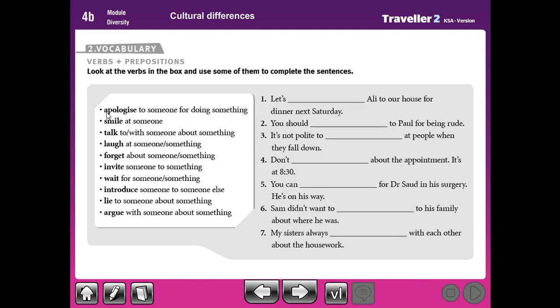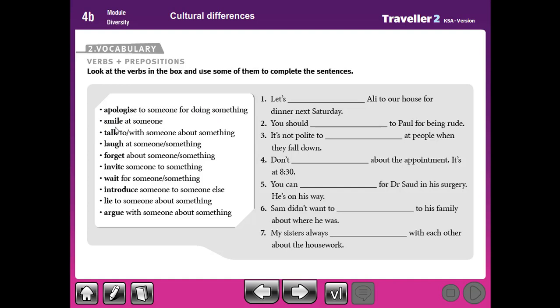So here, for example, apologize. Apologize means to say sorry, right? Apologize to someone for doing something, right? So I apologize to Ahmed, to Ahmed for coming late, or for breaking his phone, like this.